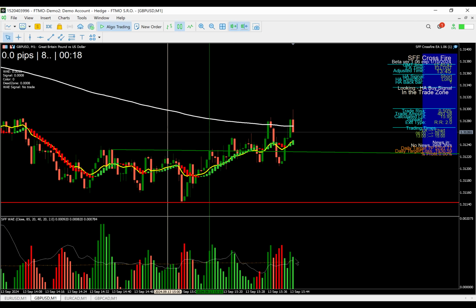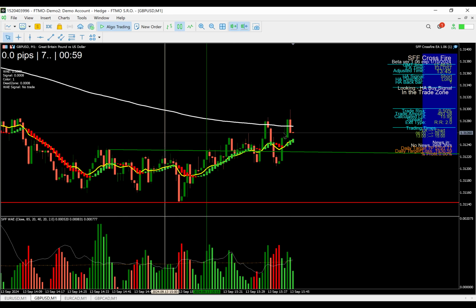The fact that that's come back down is reflected here. It's saying WAE signal no trade. That will change to long when this is satisfactory. Price is finding resistance at round about the 200 moving average at the minute. If we were to get in for a buy here, we might be lucky and get a good trade, but because we haven't crossed over, that's going to keep us out.